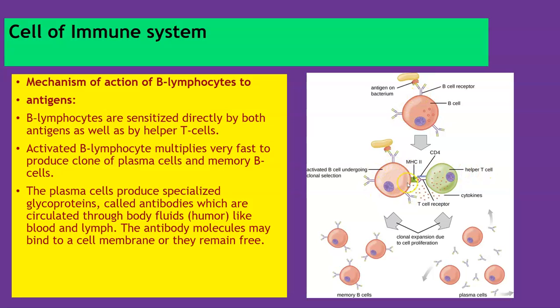Now once it is sensitized either by direct contact with the antigen or with the help of the helper T cell, it forms clones where it forms the plasma cells and the memory B cells. The memory B cells obviously are going to retain a memory of this encounter with the antigen for further future use, and the plasma cells then produce the antibodies which are then circulated into our entire body fluid.